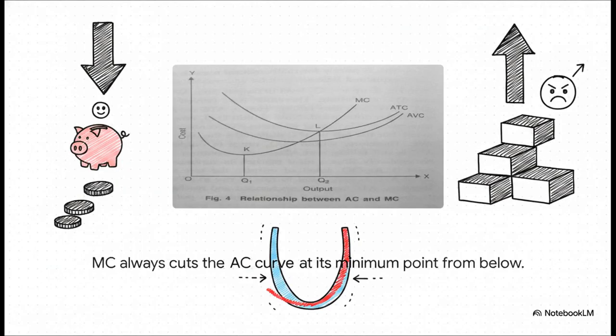And here is the absolute golden rule of cost curves. The marginal cost curve, which tracks the cost of producing just one additional unit, will always intersect the average cost curve exactly at its absolute minimum point, from below. Think about it. If the cost of your next unit is cheaper than your average, it drags the average down. If it's more expensive, it pulls the average up. So they absolutely must cross exactly at the very bottom of the U.